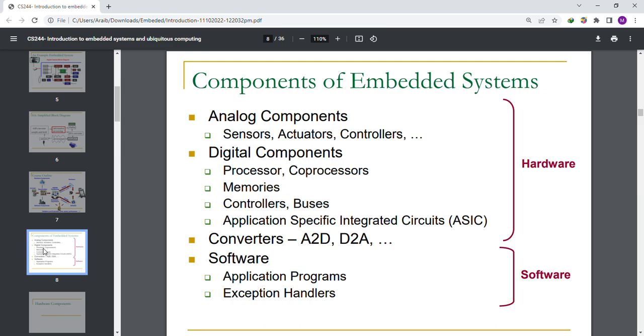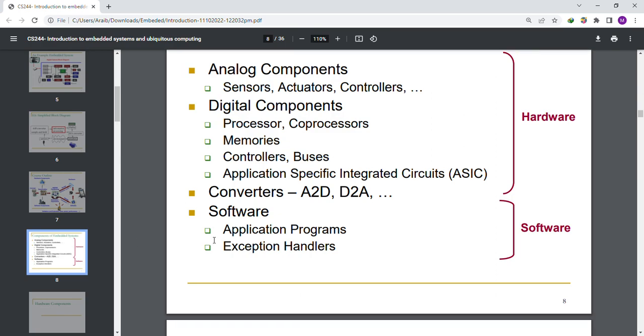Analog components consist of sensor, actuator, and controller. Digital components: core processor, memories, controllers, switches, application specific integrated circuits, and software consists of application program, exception handlers. Let's move to the next slide.